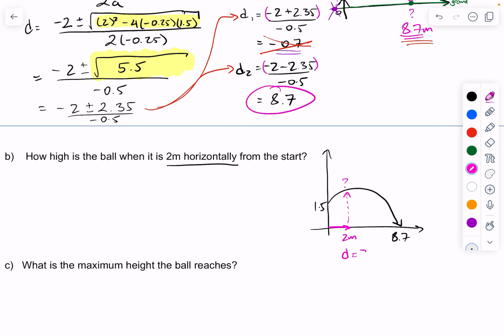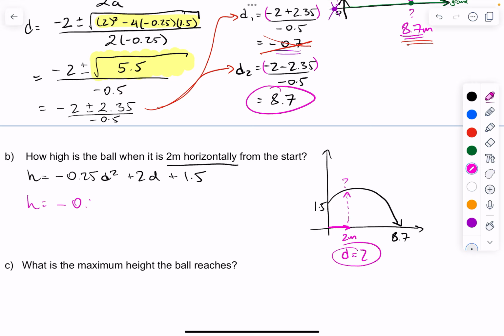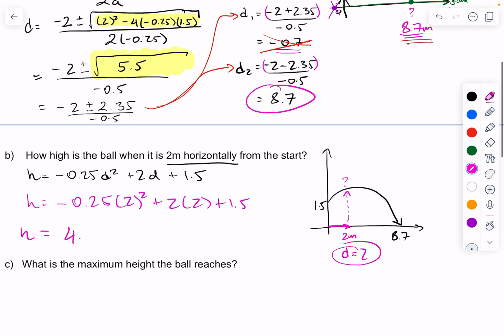Well, I know that d is 2, and the equation that represents this whole thing is h is equal to negative 0.25 d squared plus 2d plus 1.5. Well, if I know that d is equal to 2, I'm just going to sub that in. So negative 0.25 d squared plus 2d plus 1.5. And if you work that out, you get the answer of 4.5. So that means that this height right here is a height of 4.5 meters.